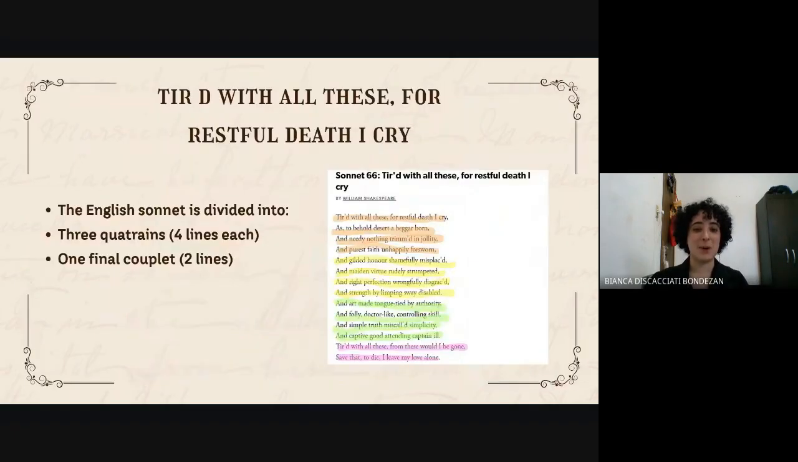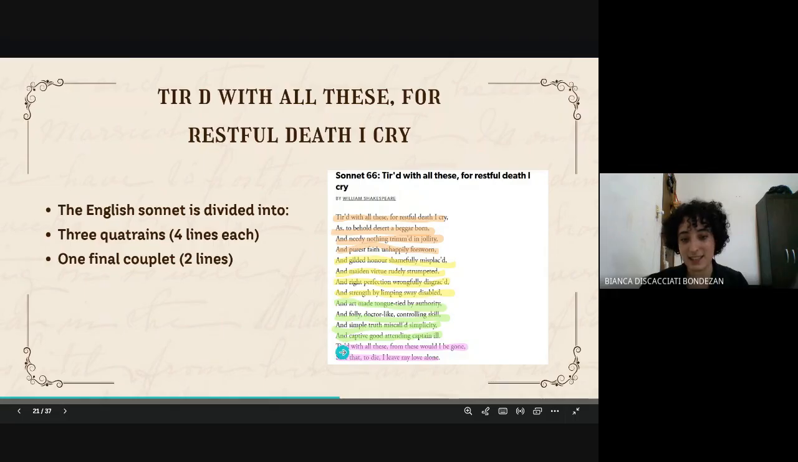Okay. So this sonnet is also an English sonnet, a Shakespearean, obviously because it is from Shakespeare. But it is divided in three quatrains and one final couplet. We can see the difference here with the couplet more clearly, because in the end there is "tired" and "save," so we can see it more clearly here.